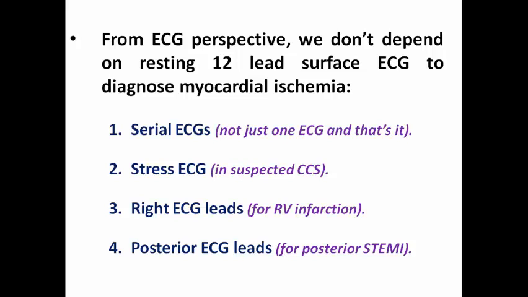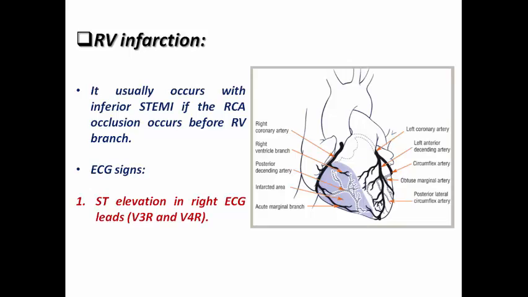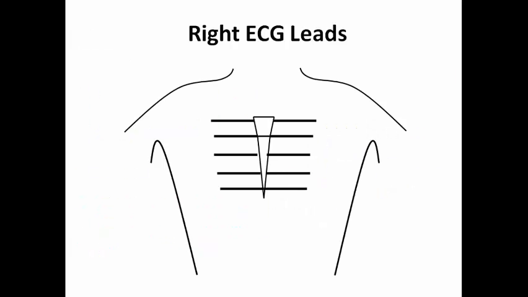The right ECG leads are very important to diagnose RV infarction, and the posterior ECG leads are very important to diagnose posterior STEMI. We know that RV infarction is very common with inferior STEMI if the RCA occlusion occurs before the RV branch, and its ECG signs depend on ST elevation in the right ECG leads. ST elevation in lead 3 is greater than the magnitude of ST elevation in lead 2, and there is ST elevation in V1. And of course, as we know, the right ECG leads are here.